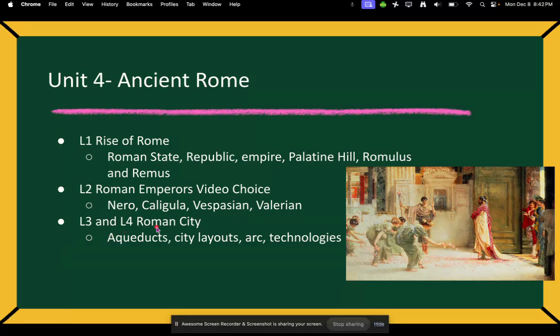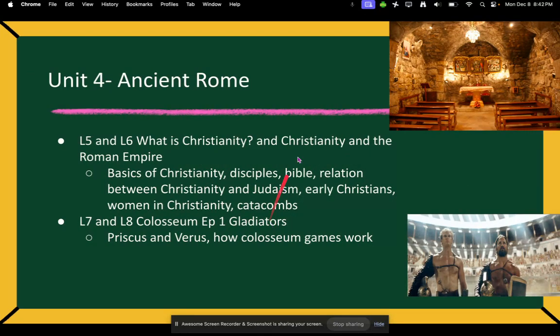In lessons 3 and 4, we talked about the Roman city. So that was diving more into architecture of the city, such as the aqueducts, the city layouts, the arc, as well as technologies. In lesson 5 and 6, we did What is Christianity and Christianity in the Roman Empire. So we watched one of those really cheesy 1990s videos, which again, I know are super cheesy, but they really do a good job explaining the basics of Christianity. We also talked about disciples, the Bible, the relationship between Christianity and Judaism, early Christians, women in Christianity, and catacombs.